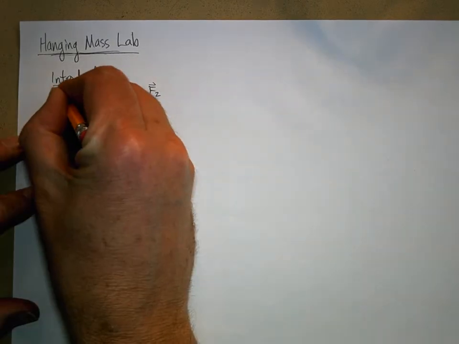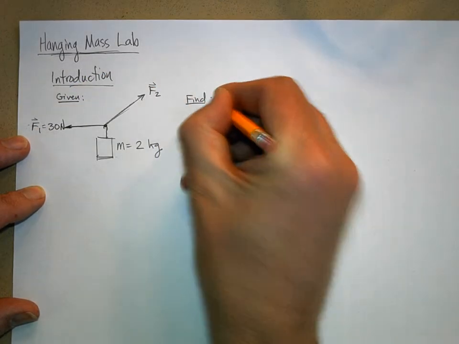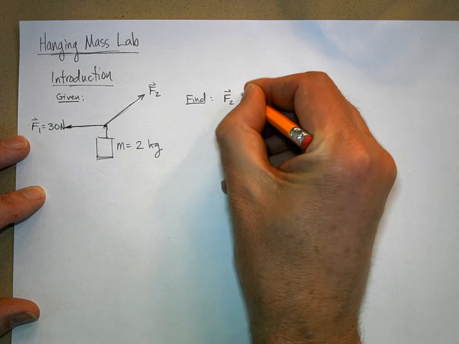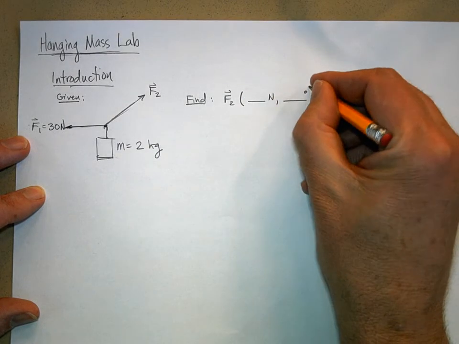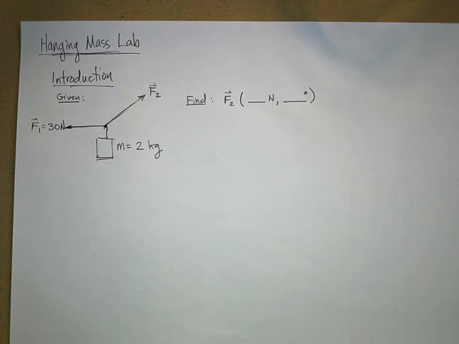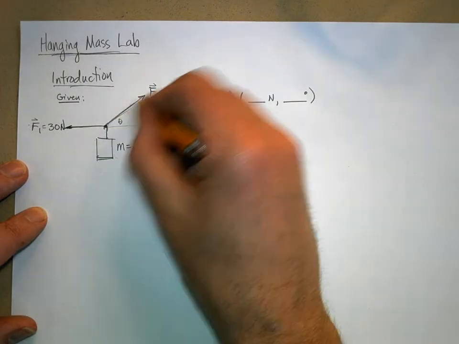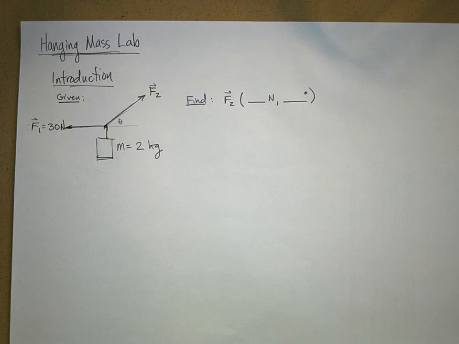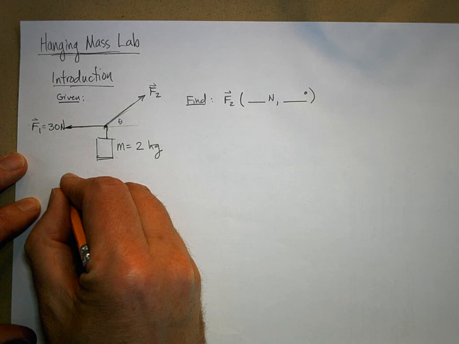So let's say that this is what's given. And here's what we're trying to find. I want to find F2. That is, I want its magnitude in newtons, and I want its angle in degrees, its magnitude and direction. Does that make sense to everybody? Because I don't know what angle this is, and I don't know how strongly I have to pull. That's what I have to figure out. So let's solve this.